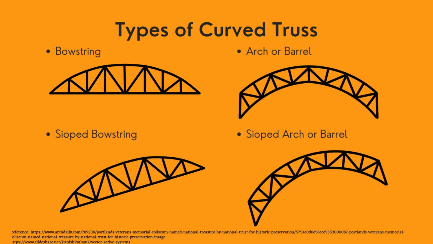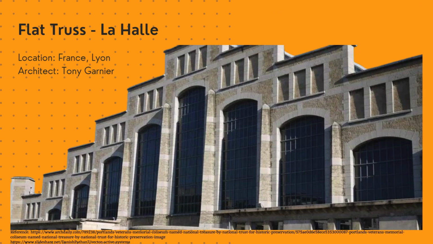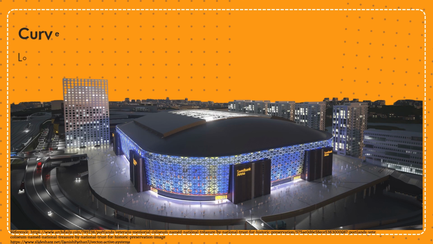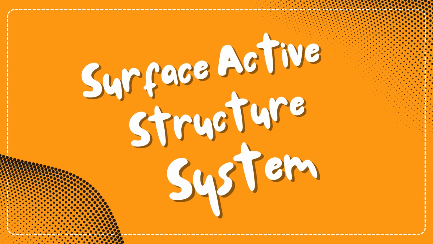For the example of flat truss, we have La Halle in Lyon, France, and its architect is Tony Garnier. For the example of curved truss structure, we have Friends Arena in Sweden, and its architect is C.F. Moller Architects. Surface active structure system.